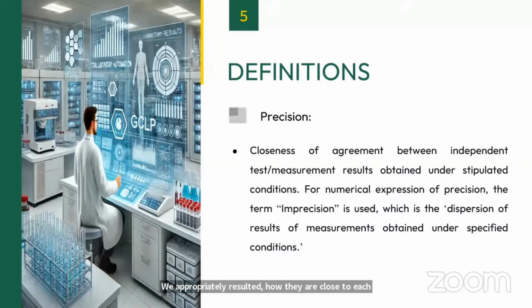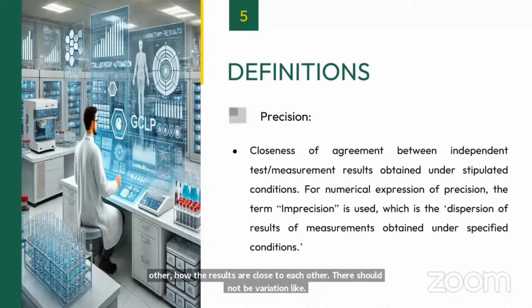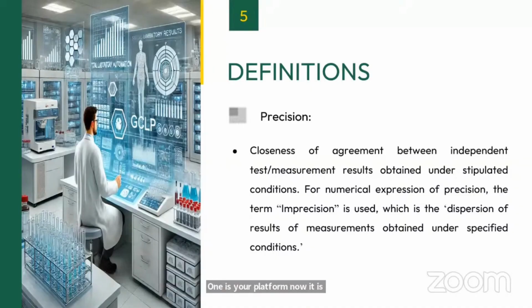Say one test you have performed gives 100 milligram percent, and after 1 hour, if you perform it again, the value is 110 or 120. So there is no closeness of agreement. If you are repeating the same test again and again, you should be able to get the same value, the same result. That is precision. This terminology is used with respect to qualitative estimation.